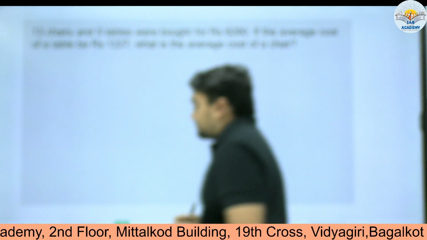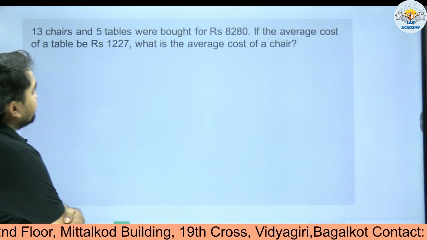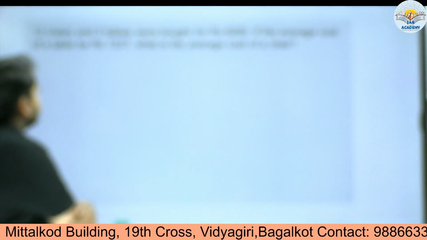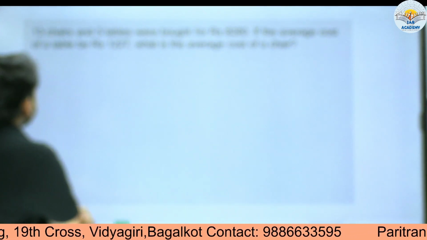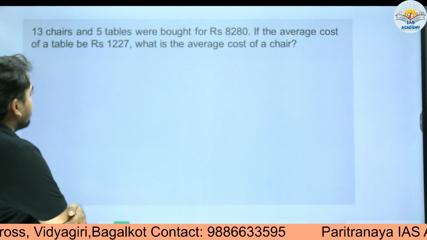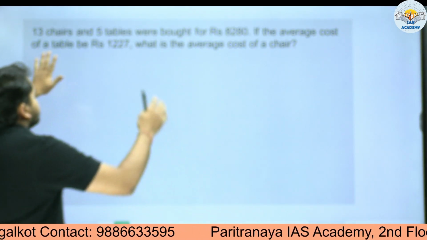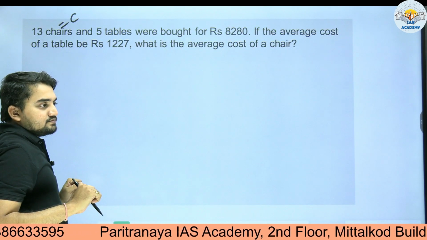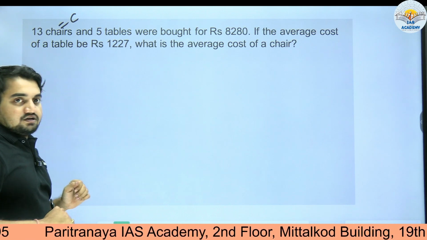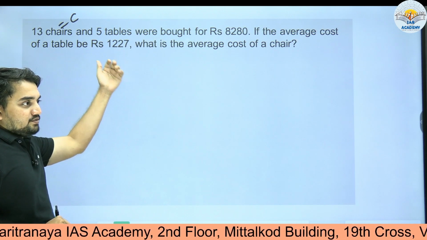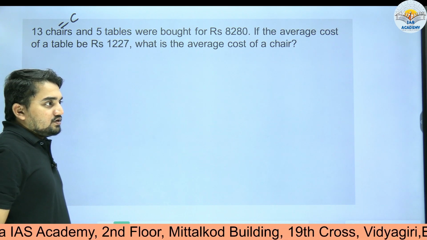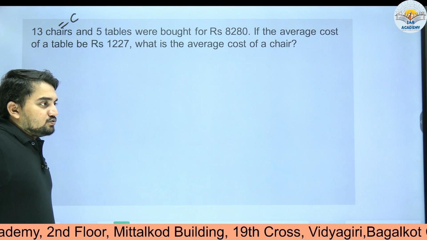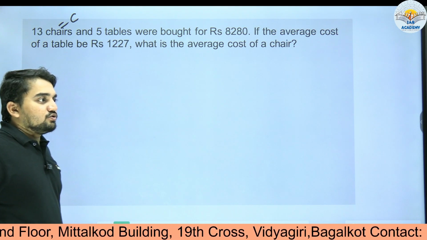Read the question first. 13 chairs and 5 tables were bought for rupees 8280. If the average cost of a table be rupees 1227, what is the average cost of a chair? See, average cost, let the cost of a chair be C, a single chair. So read the question again. We have 13 chairs and 5 tables bought for rupees 8280. If the average cost of a table be rupees 1227, what is the average cost of a chair?